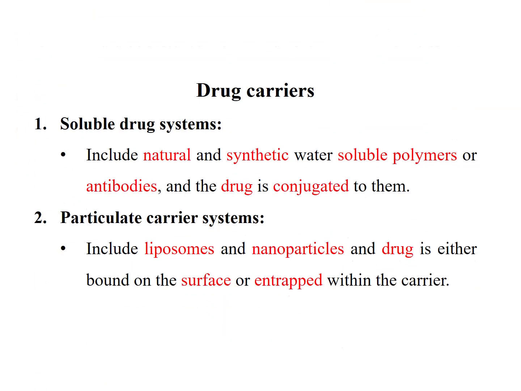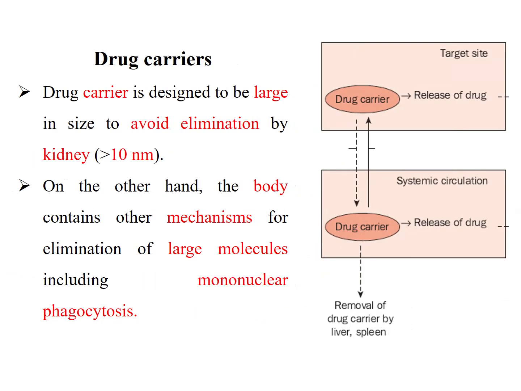Drug carriers can be soluble drug systems, where drugs are conjugated to water-soluble polymers or antibodies, or particulate carrier systems, such as liposomes and nanoparticles, where drugs are either bound on the surface or entrapped within the carrier. Drug carriers are designed to be large in size, typically over 10 nanometers, to avoid elimination by the kidneys. However, the body has other mechanisms, such as mononuclear phagocytosis, for eliminating large molecules.